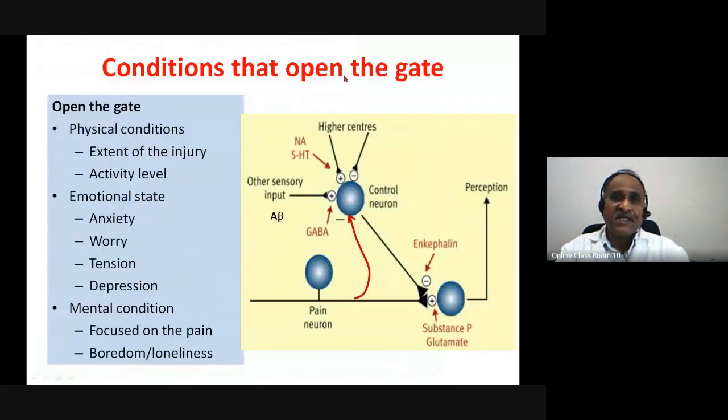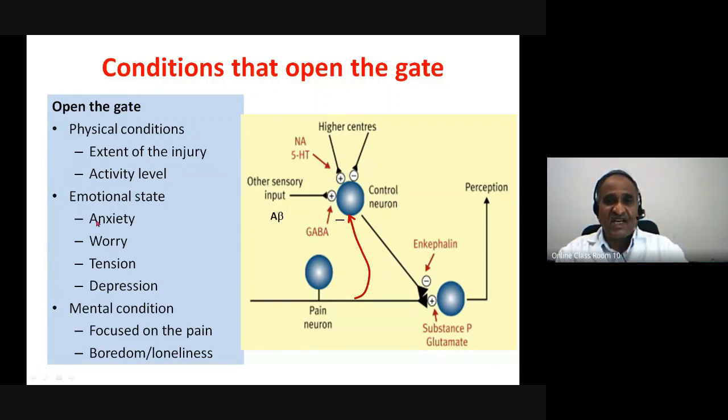Now, the conditions that open the gate, I have just mentioned all of them. I will read it for you. Physical conditions: if the extent of injury is large, then the gate closure question does not arise. The impulse traffic is heavy and the gate has to open. If the extent of injury is more, it allows the movement. Open the gate. That means pain. The activity level, so physical conditions, there is a lot of stretch, a lot of chemicals, the inflammation, the infection. All those things further increase and open the gate.